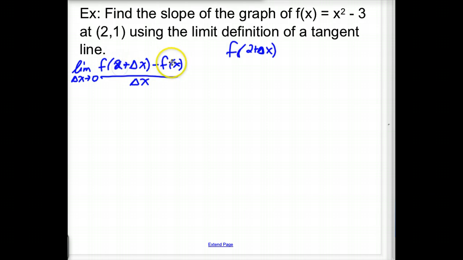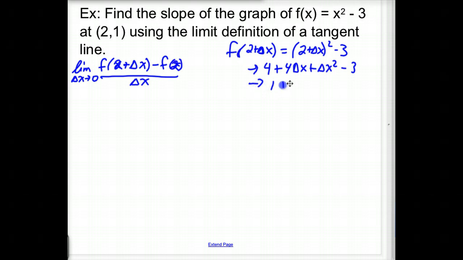So this is a 2, and that's going to be a 2. X squared is going to be replaced with 2 plus delta x squared, and then minus 3. Simplifying that, if you do FOIL, you get 4 plus 4 delta x plus delta x squared, and then minus 3. So simplifying that, you get 1 plus 4 delta x plus delta x squared. And then f of 2 is 2 squared minus 3, which again is 1.